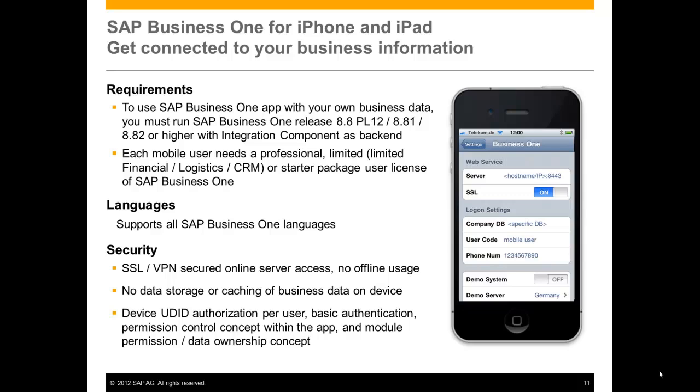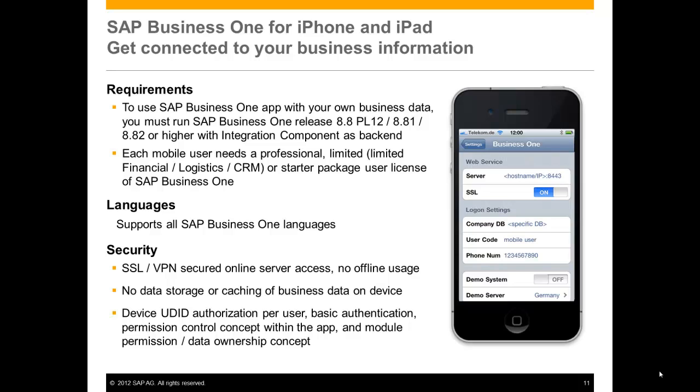What are the requirements that you need? If you're going to run the SAP Business One mobile application with your own business data, you've got to be running Business One release 8.8 patch level 12, or 8.81 or 8.82 or higher, with the integration component as the backend. It's the integration component which allows us to build the front end for the Apple iPad and iPhone and have that integration happening. Each user utilizing the mobile app needs either a professional, a limited user, or a starter package user license for SAP Business One.